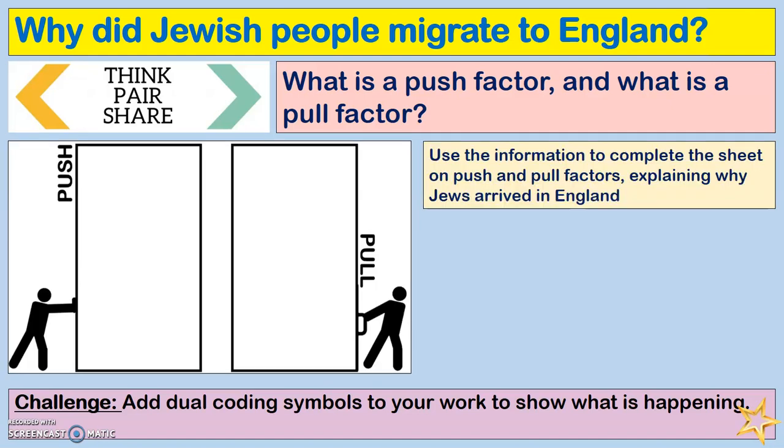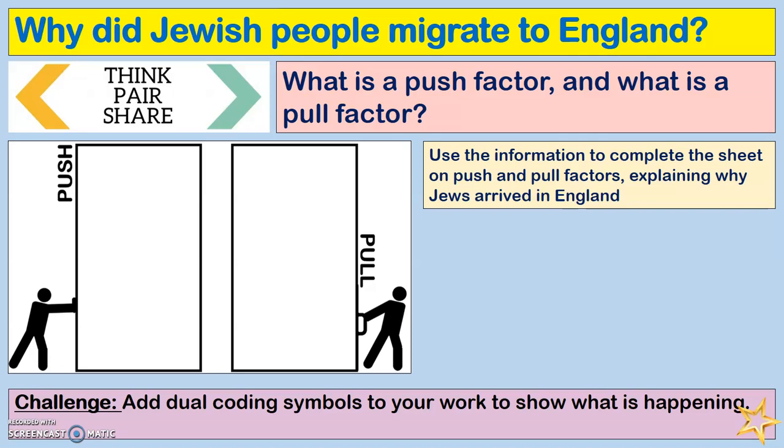So you are going to look at push and pull factors for Jewish people migrating to England. Attached to your Show My Homework, you have got some information pages, and I would like you to read through that information to complete the sheet that you have. It looks like this, a push and pull one. If you can't print that off, that's fine. You can just draw it as a table or you could draw it out yourself.